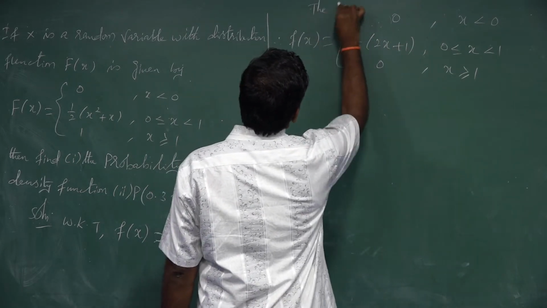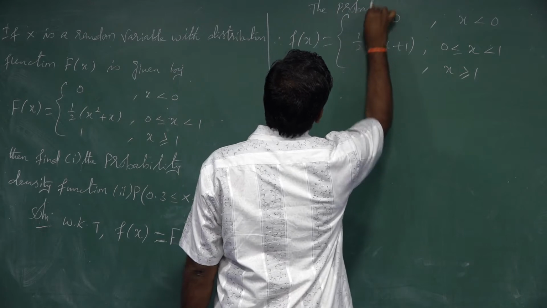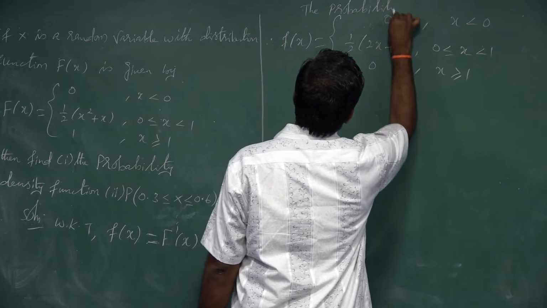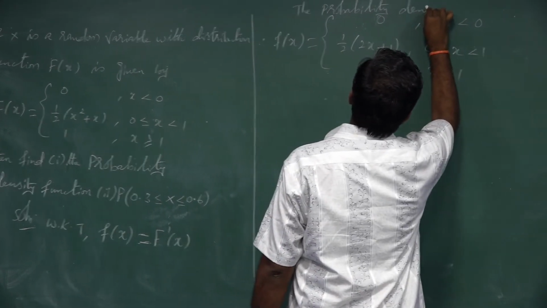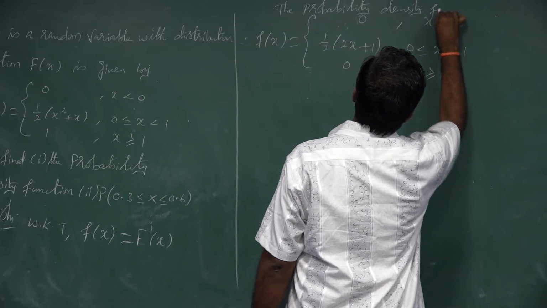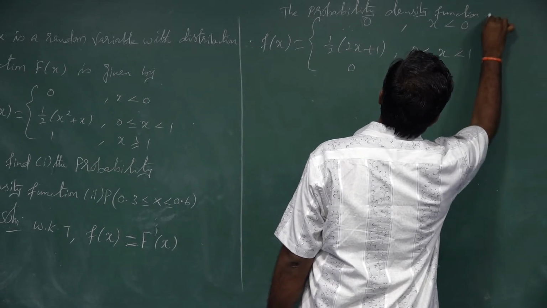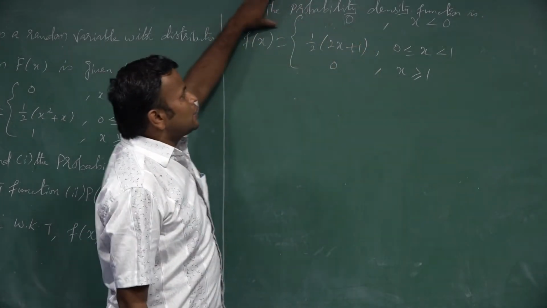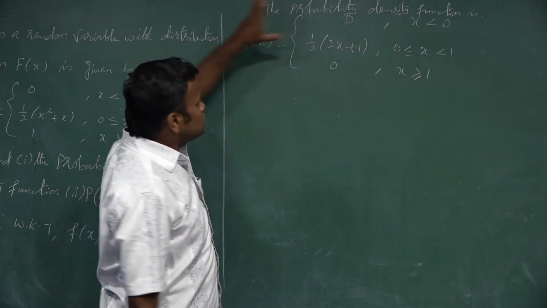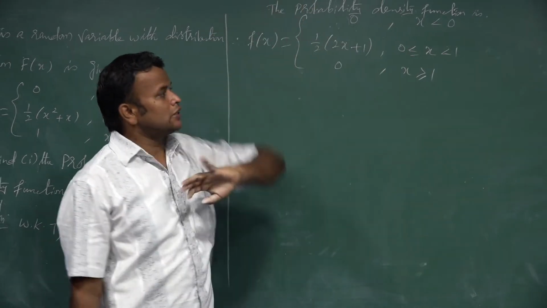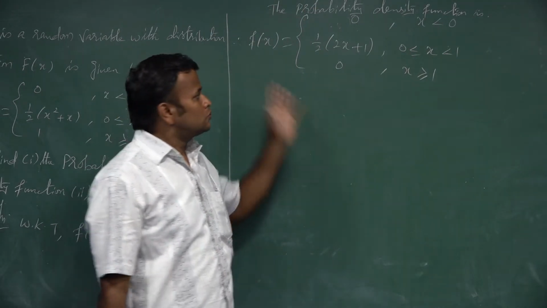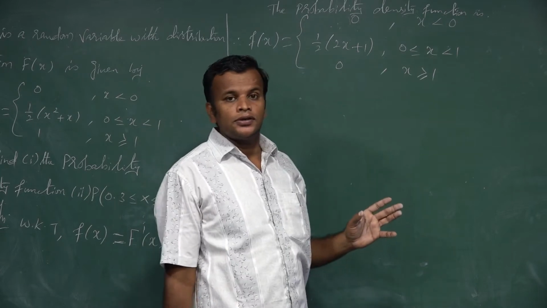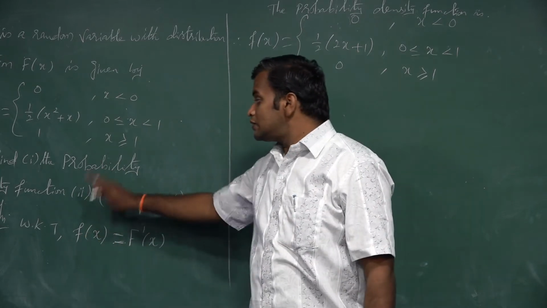For understanding we write one term. The probability density function is. No need to write this word. For understanding I write, the probability density function is understood. We write this f of x, it means that the probability density function. So the first one's answer is over. That is to find the probability density function.